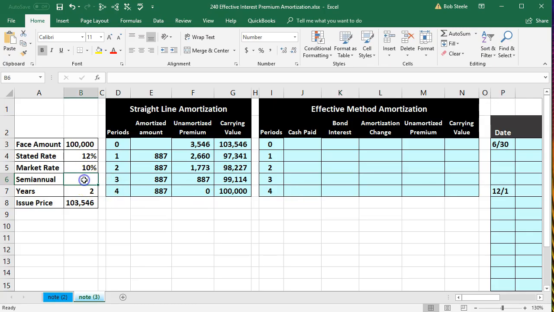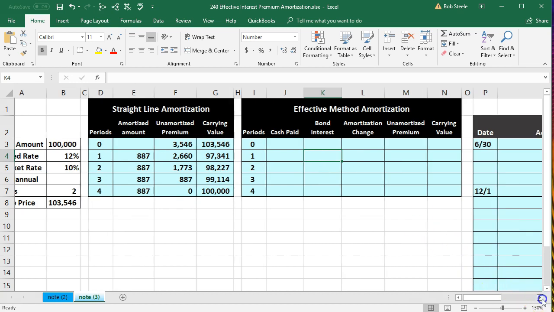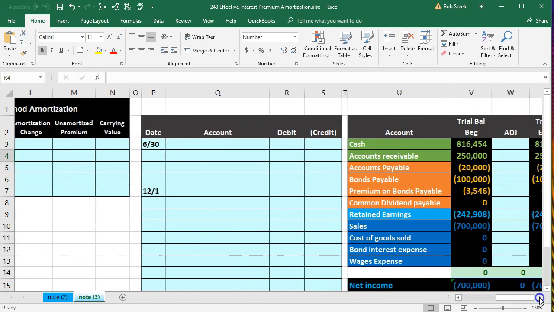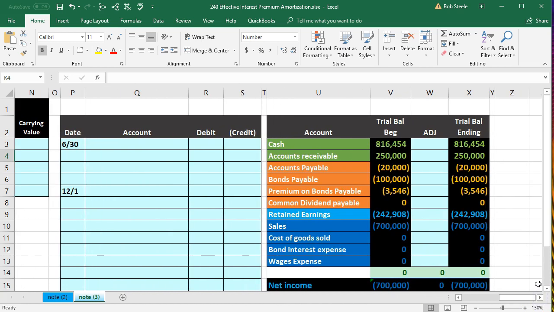We're going to have our information on the left. We'll enter that into our worksheet here. Then we'll post a couple transactions based on that information so we can see what it's actually used for, why we're doing it. And then we'll post that to a trial balance so we can see the effect on actual accounts.